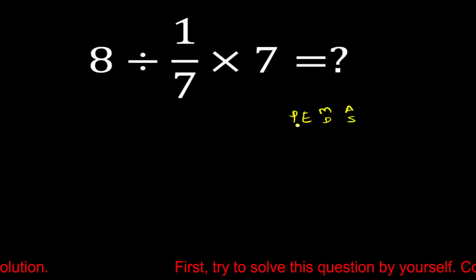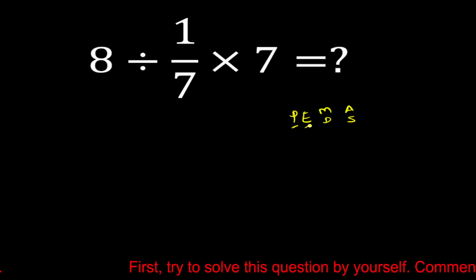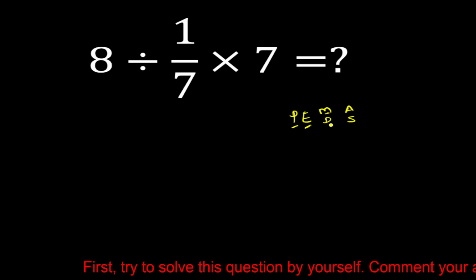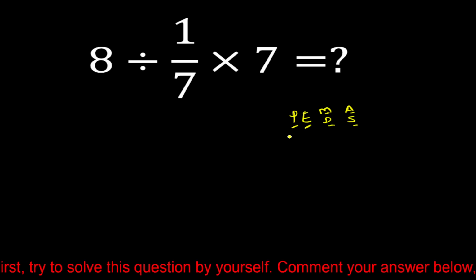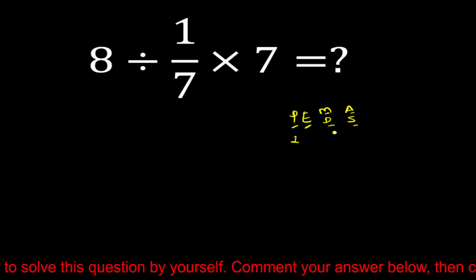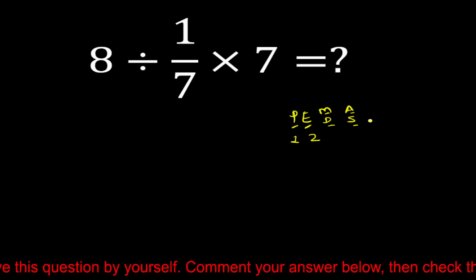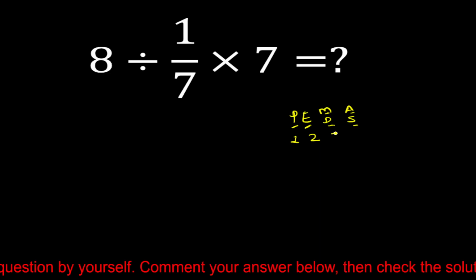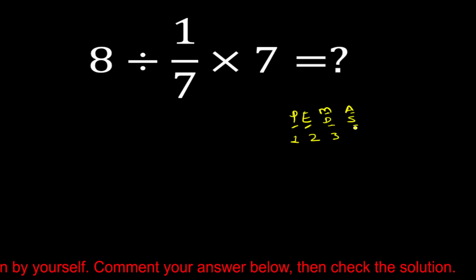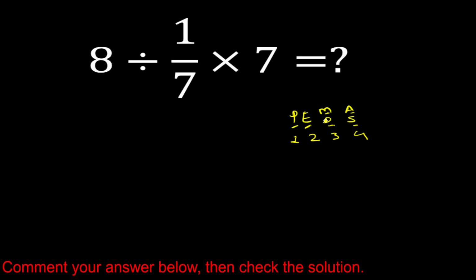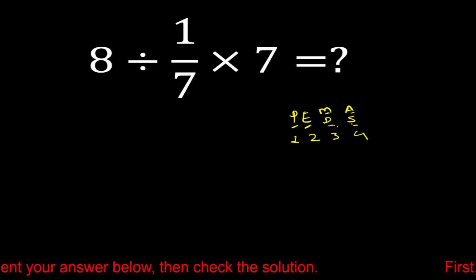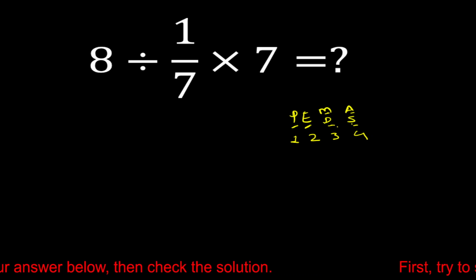PEMDAS. P means parenthesis, E means exponent, M means multiplication, D means division, A means addition, and S means subtraction. So first we have to solve parenthesis, then exponents, then multiplication and division, then addition and subtraction. Okay, multiplication and division both have equal priority, and addition and subtraction both have equal priority.